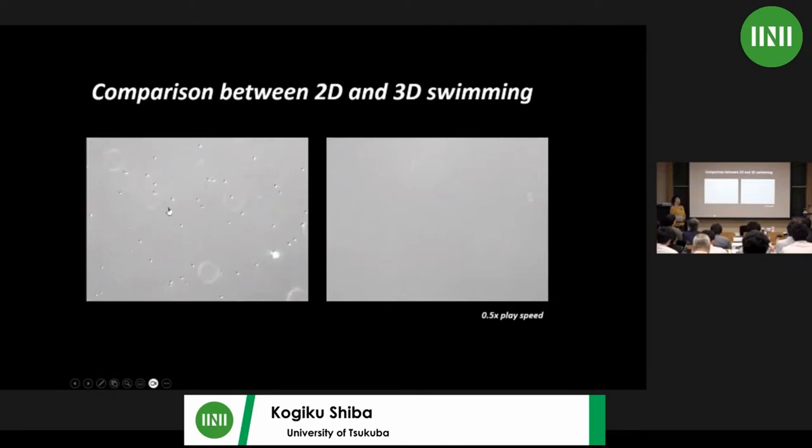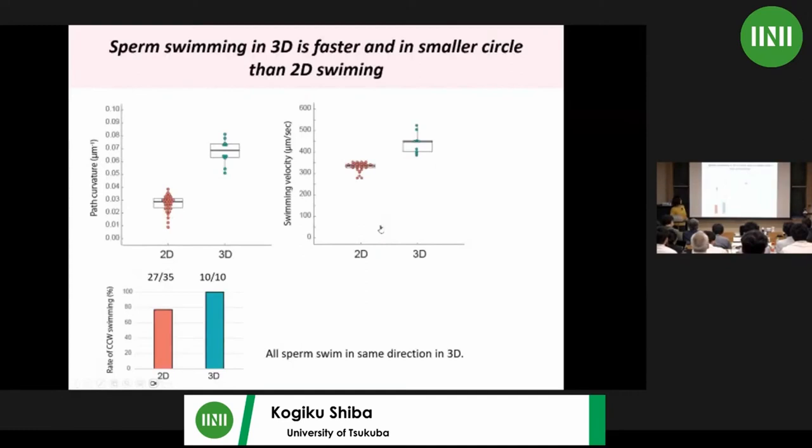In 2D, sperm swim in circles in the same 2D space. And in 3D space, they swim in a spiral. So we compare the path curvature, the circle size, and swimming velocity. So here is 2D and 3D.